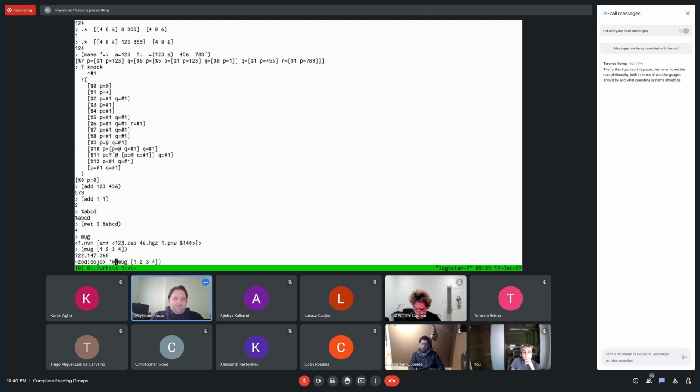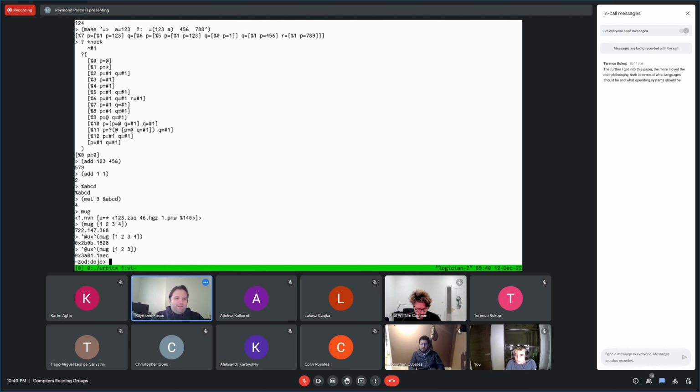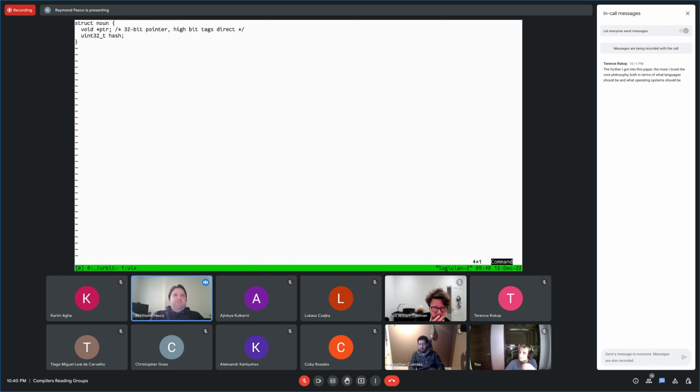Let me print this as hex. You always have some fixed 32-bit hash of every noun. This is how we carry around these giant environment trees and so on.